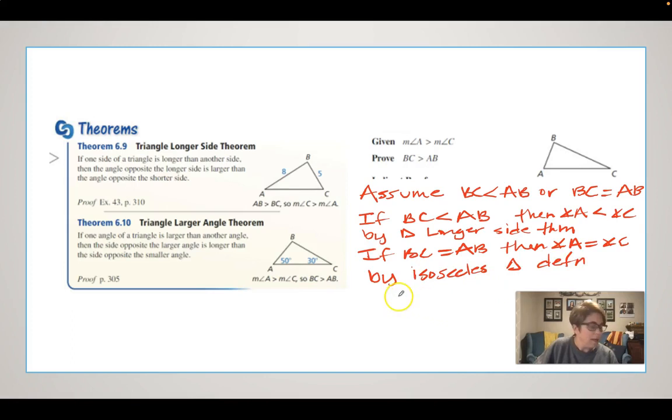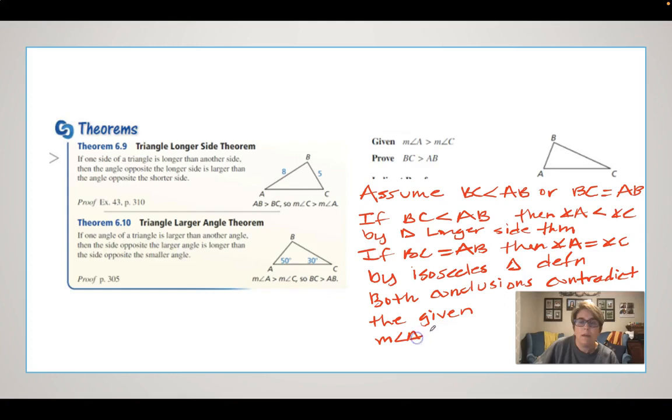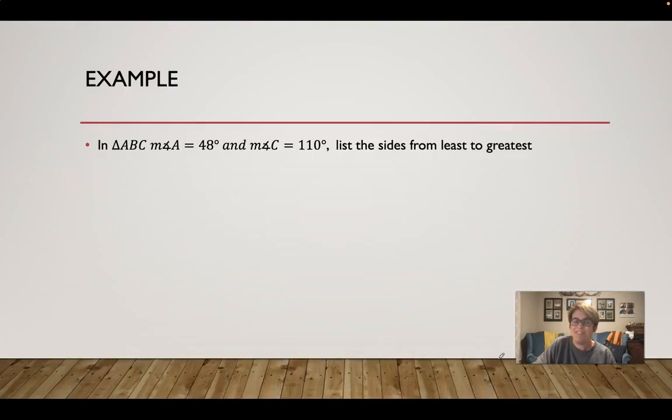Okay? But both of those conclusions contradict the given that the measure of angle A is greater than the measure of angle C. So our assumption is false. Okay? All right, let's go to something that's more math and less proof.